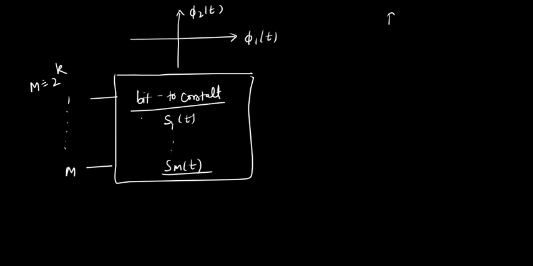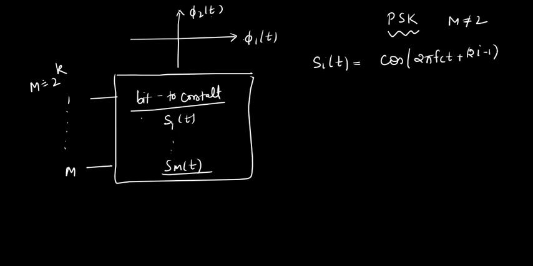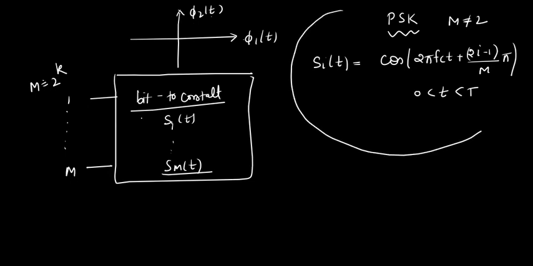So, I told all the PSK except m not equal to 2 have 2D, with phi 1t and phi 2t. All the PSK waveforms you can write like this. This we have seen. Yes or no? Speak up. So why? Okay.